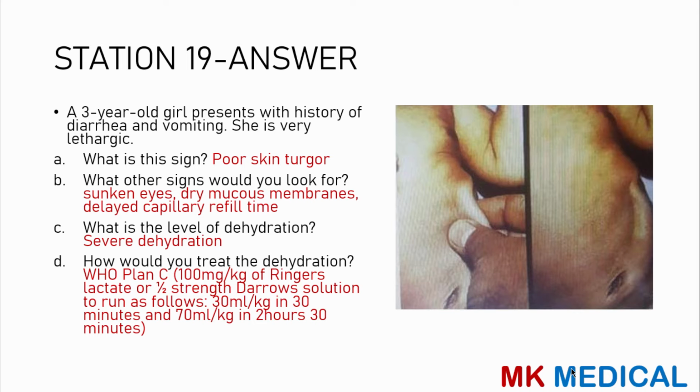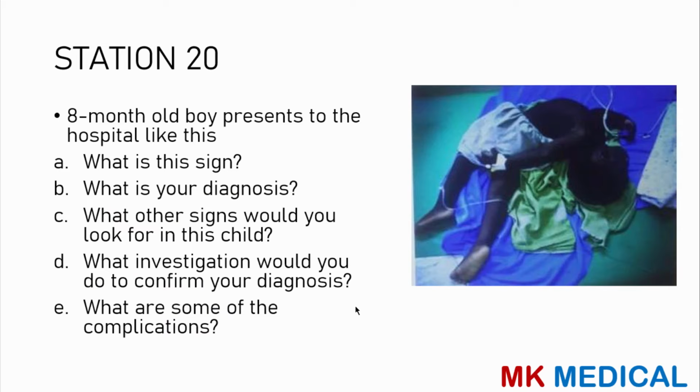So how would you treat the dehydration? So you'd use your WHO plan C. So that's 100 mils, not milligrams, 100 mils per kg of Ringer's lactate or half strength Darrow's solution, and you're going to run it as follows. You're going to be giving it in an overall of 3 hours because this child is above 1 year. So you're going to be giving 30 mils per kg or 30% in 30 minutes, 70 mils per kg or 70% in 2.5 hours.